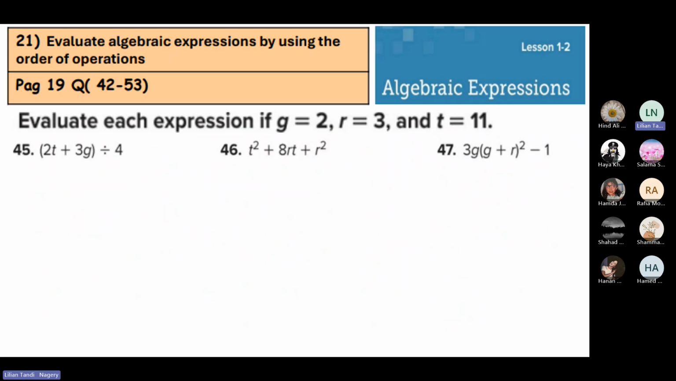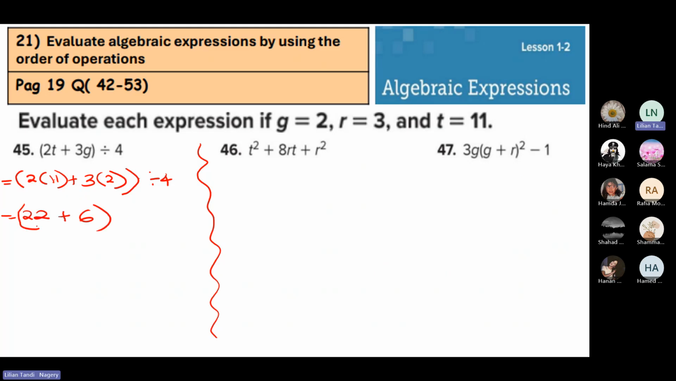Okay, so now we are here on question 45. Now, here you will do 2 parentheses. What is T? T is 11, plus 3, you multiply with G, which is 2, and then you close the parentheses and then divide by 4. Okay, don't forget your equal sign. This gives me 2 times 11, which is 22, plus 3 times 2, which is 6. They should still be in parentheses, divided by 4.